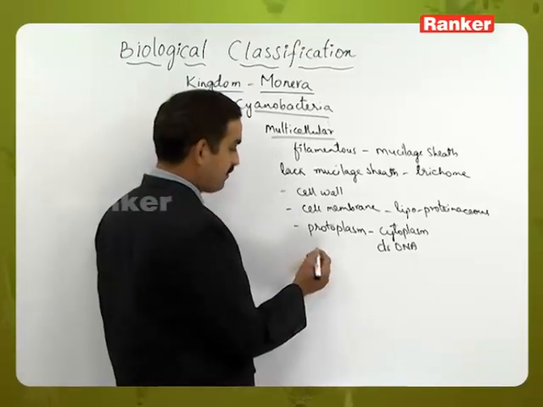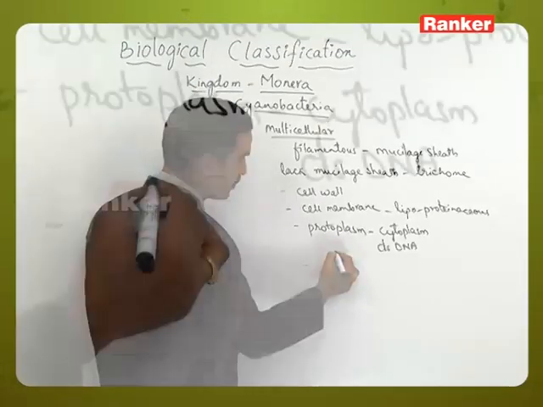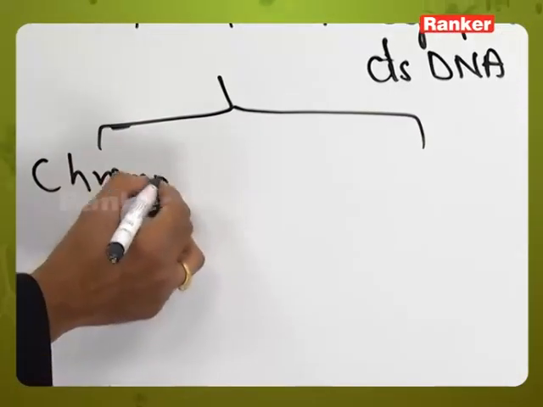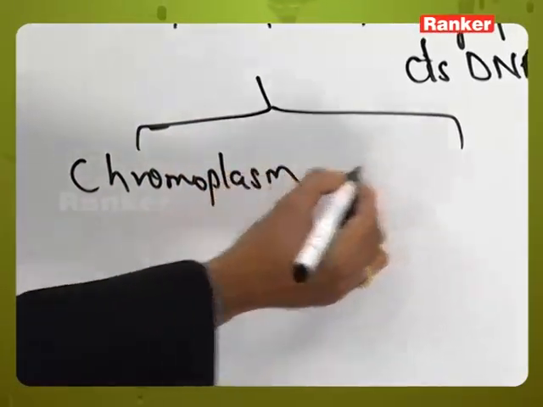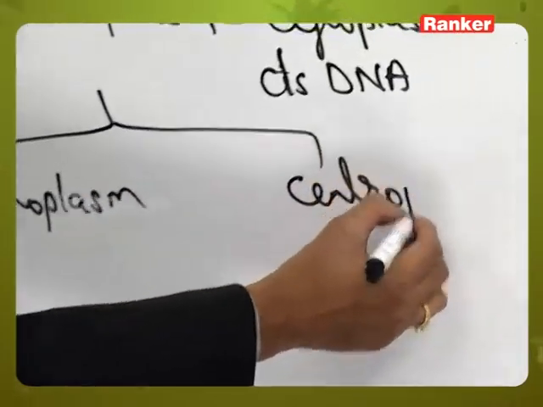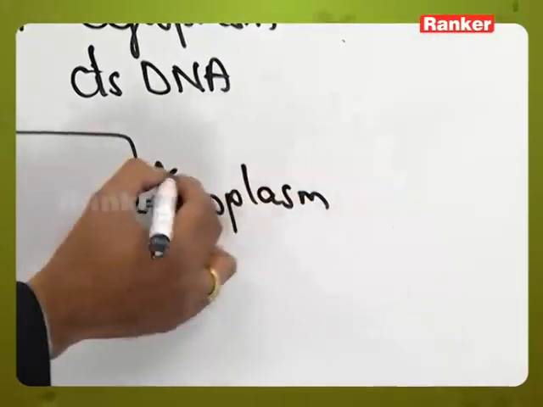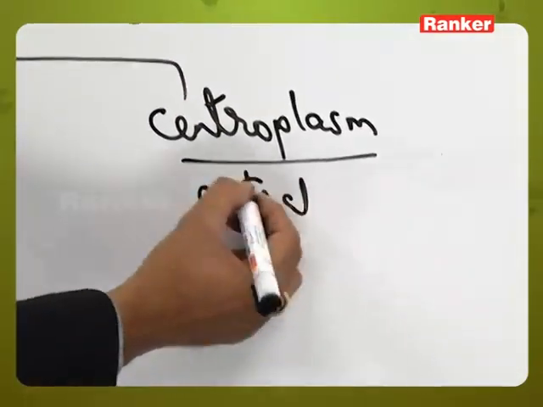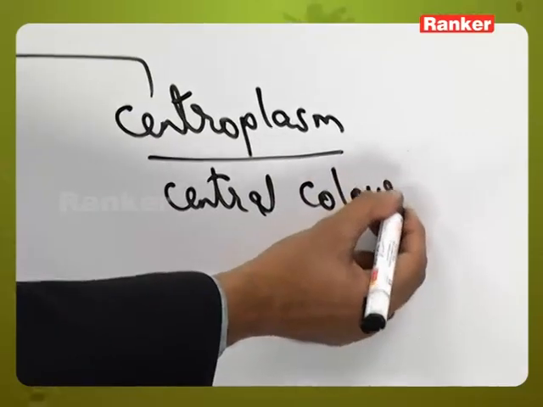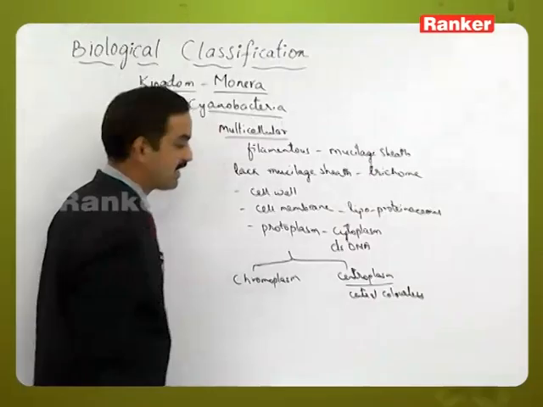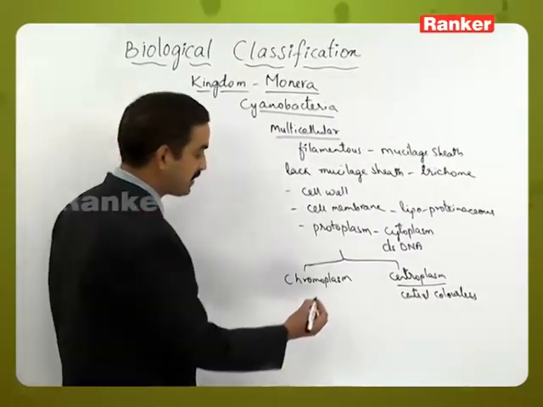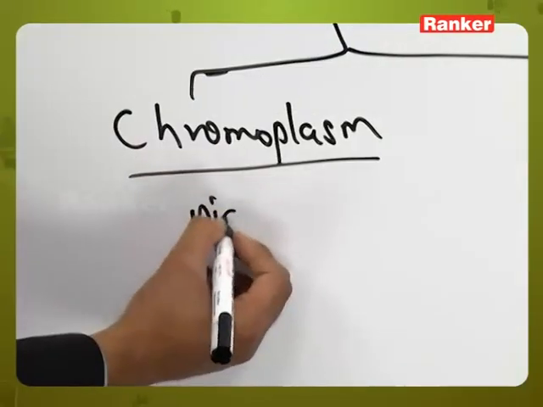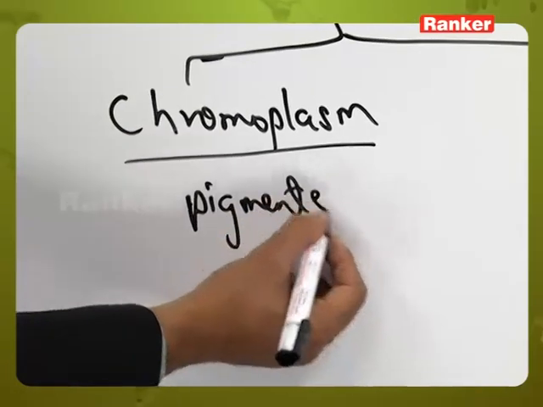Apart from this, the protoplasm is differentiated into two parts. One is called the chromoplasm and the other is the centroplasm. Centroplasm is a central, colorless structure which contains other cell organelles, whereas chromoplasm is a peripheral, pigmented region.